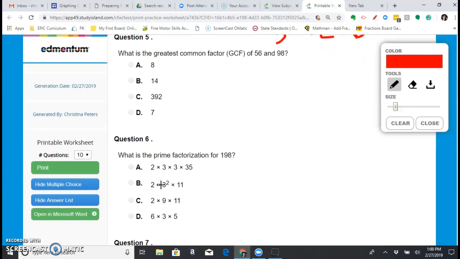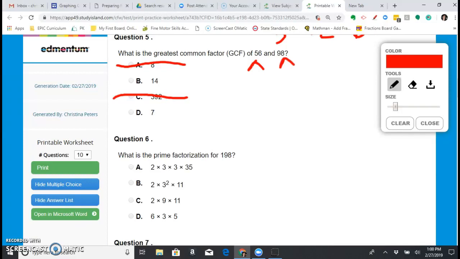Number 5, the greatest common factor of 56 and 98. Can't be that one. Go ahead and see if those numbers even divide into 56. 98 divided by 8 is a decimal, so 8 doesn't divide into 98. 56 divided by 14 is 4. 98 divided by 14 is 7, so that works. Let's try 7. 56 divided by 7 is 8. 98 divided by 7 is 14, so that works too.